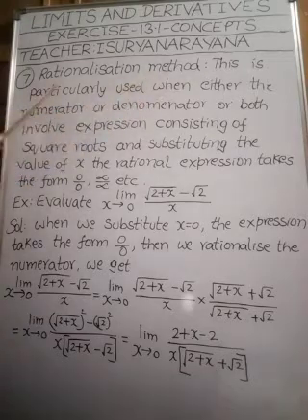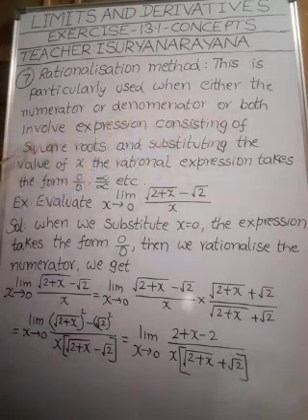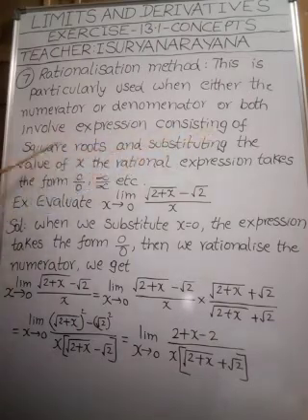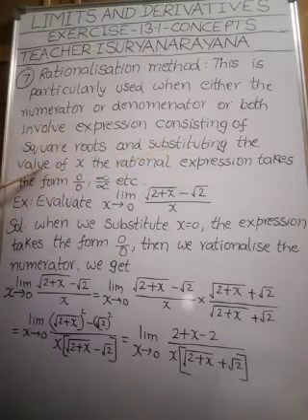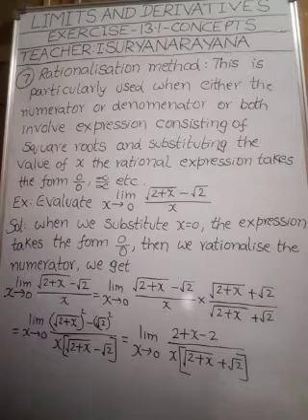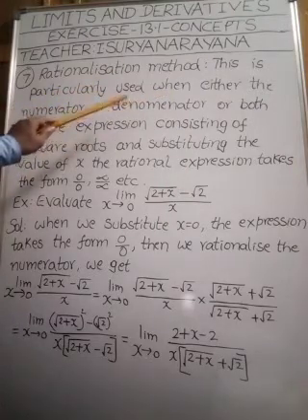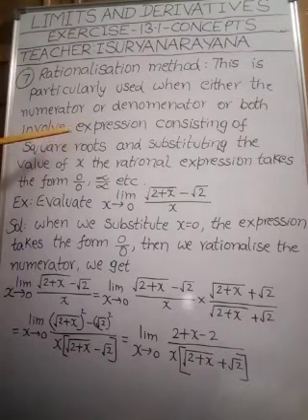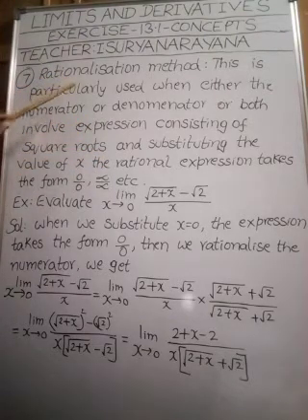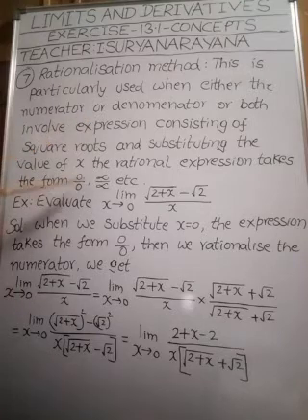Now come to the next method, that is the rationalization method. This is particularly used when either the numerator or denominator or both involve expressions consisting of square roots, and on substituting the value of x, the rational expression takes the form 0 by 0, infinity by infinity, etc. Okay, my children, understood this point? If the numerator or denominator or both involve square roots, in that case we use this method, the rationalization method. If you substitute x equal to that particular number in that expression and it takes the form 0 by 0 or infinity by infinity, in this case we use the rationalization method.